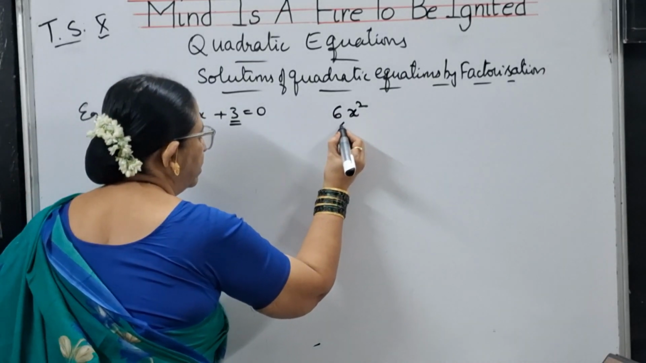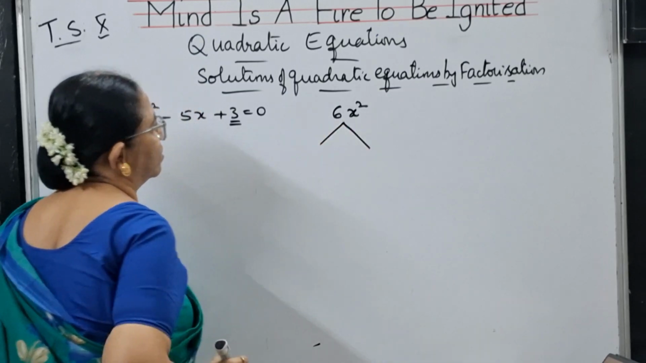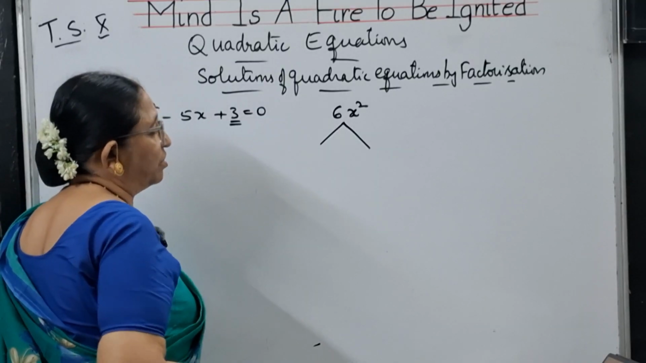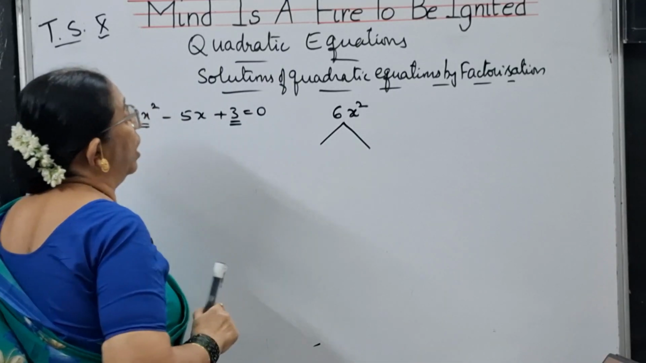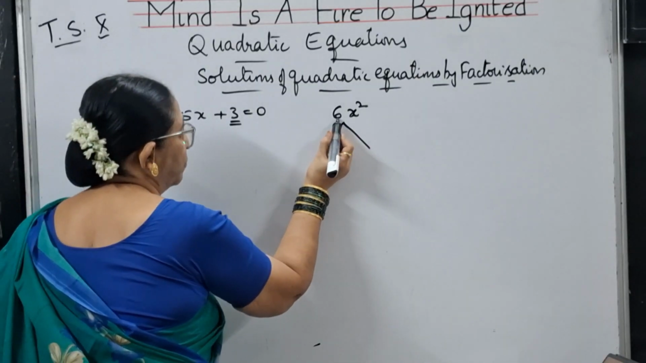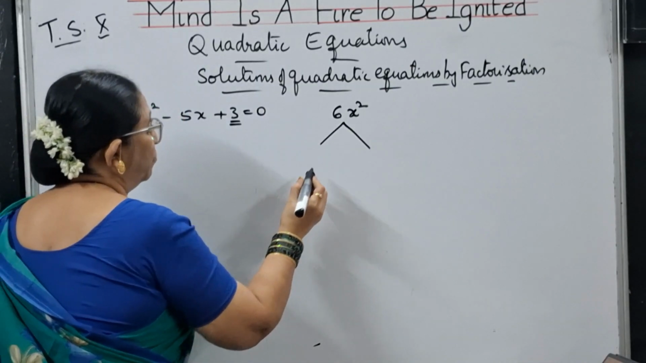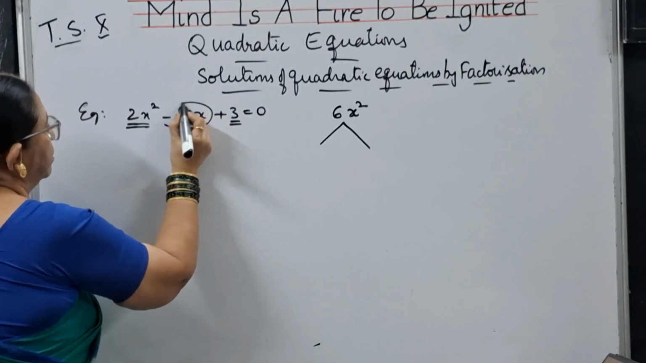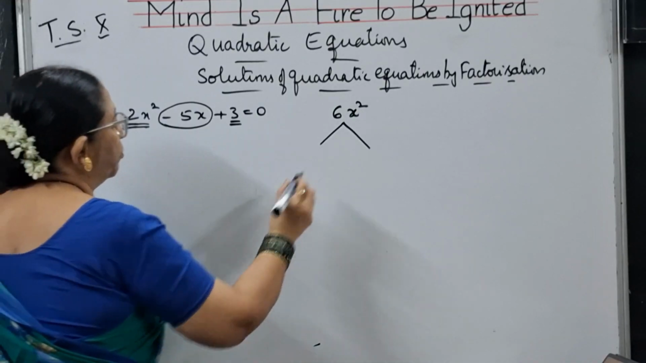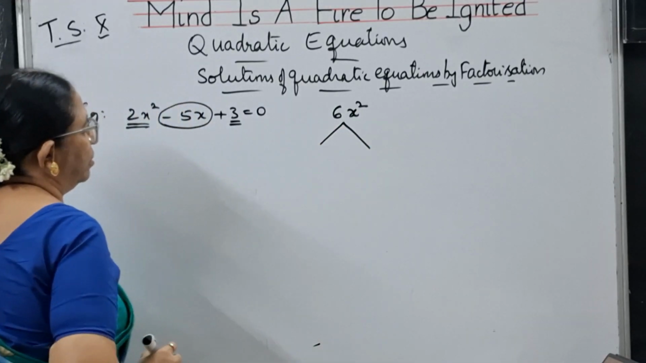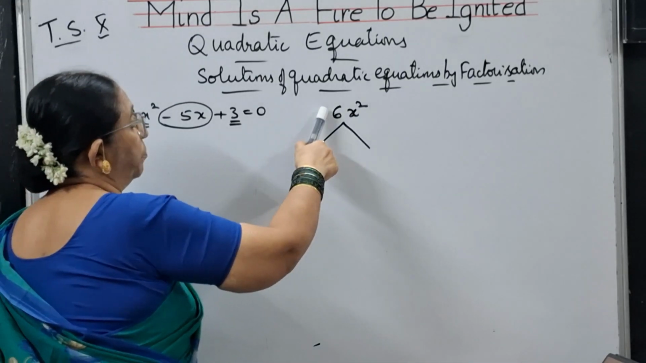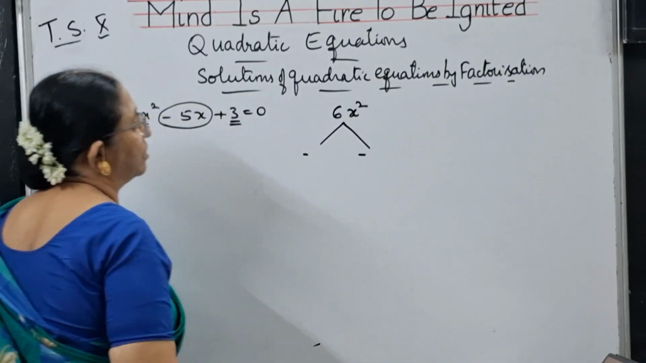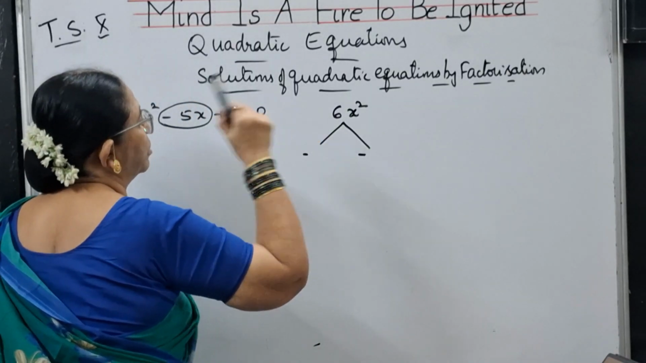Now you should find two factors of this 6 x square. That means 6 we find out, x square is x into x, we know pretty well. So you have to find out two factors of 6 in such a way that when you add these two factors, you should get the middle one, that is minus 5x, you should get it. When you multiply them, you should get plus. Now you know pretty well children, here the problem is having plus sign. That means definitely there should be two minus signs, so that minus into minus becomes plus.